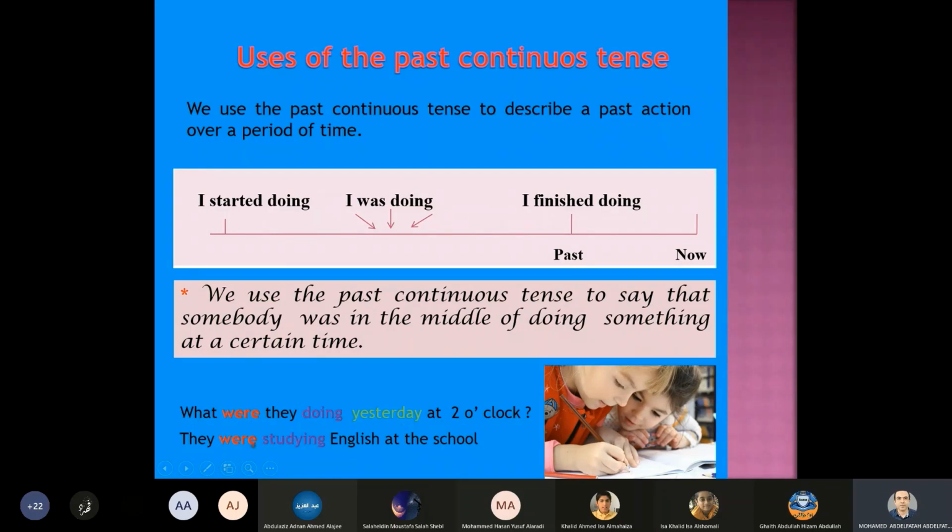The question was, what were they doing yesterday at 2 o'clock? They was, no, they were. Why? Because the subject is they, plural. If the subject is we, you, or they, use the auxiliary verb were. They were what? Study? No, studying. You have to add ing. This is the past continuous tense. Was or were plus verb ing. They were studying English at the school.